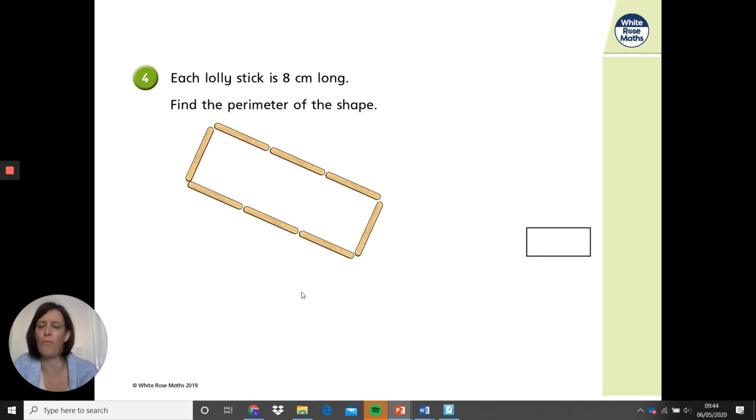Okay, got a different problem now. Each lollipop stick is 8 centimetres long. Find the perimeter of this shape. Pause the video while you work this one out.